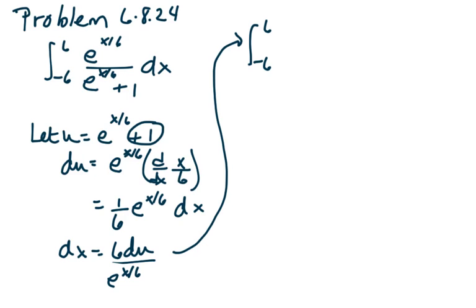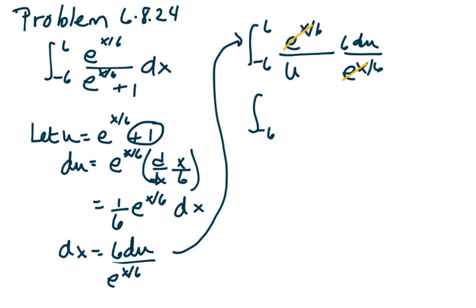The integral of minus 6 to 6, and e to the x over 6 is not anything that we can substitute for. u is equal to the denominator, and then dx is equal to 6 du over e to the x over 6. So algebraically these will cancel out, and we're left with the integral. I'm going to pull the 6 out of du over u, which is simply 6 ln of u.